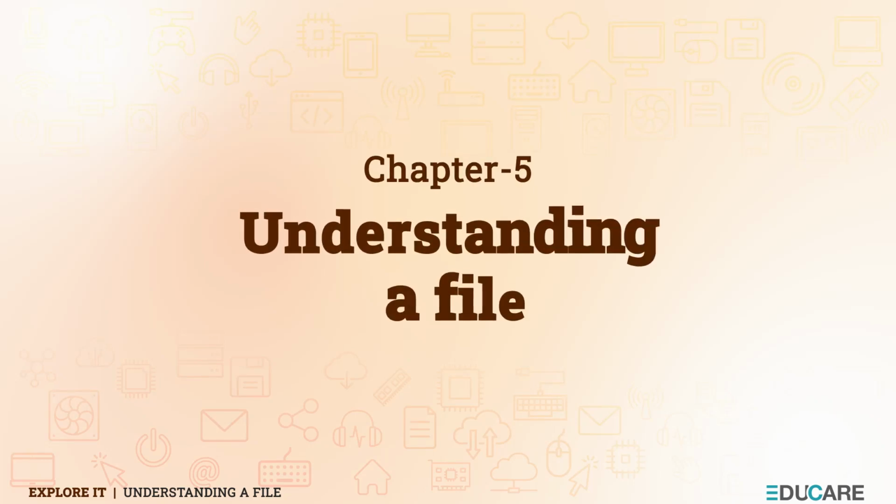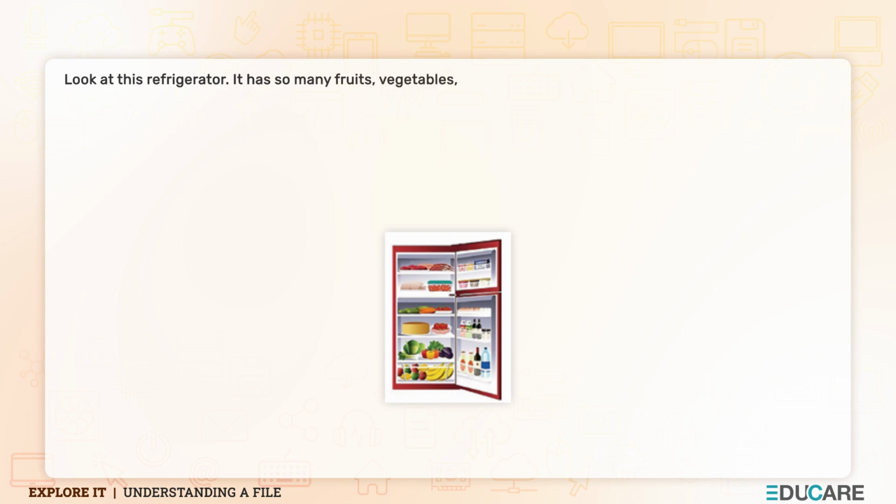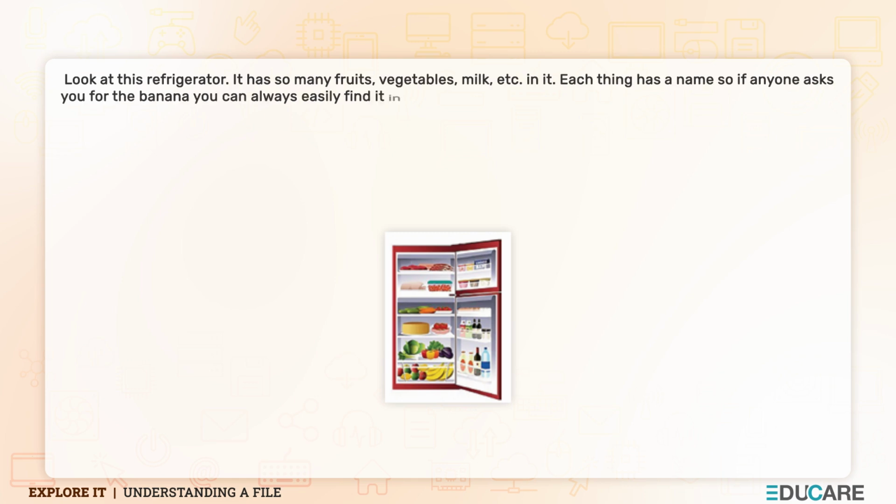Chapter 5. Understanding a file. Look at this refrigerator. It has so many fruits, vegetables, milk, etc. in it. Each thing has a name, so if anyone asks you for the banana, you can always easily find it in the refrigerator. In the same way, a computer has many files in it.